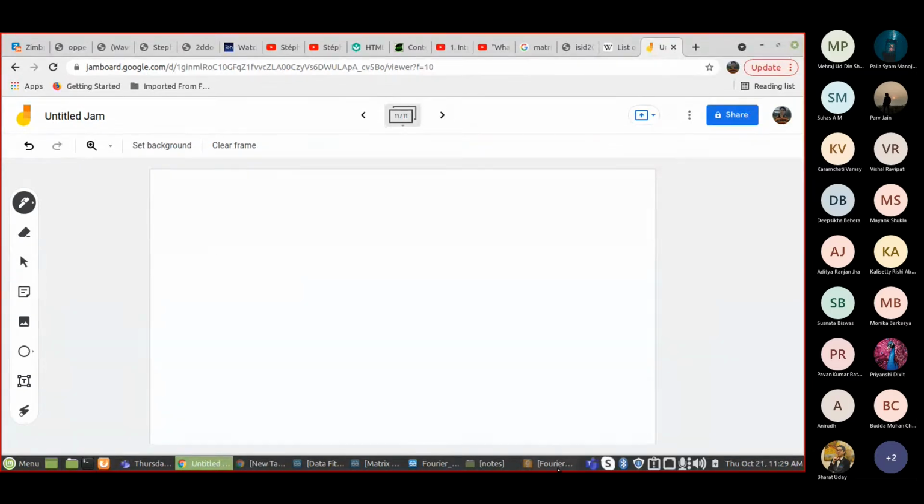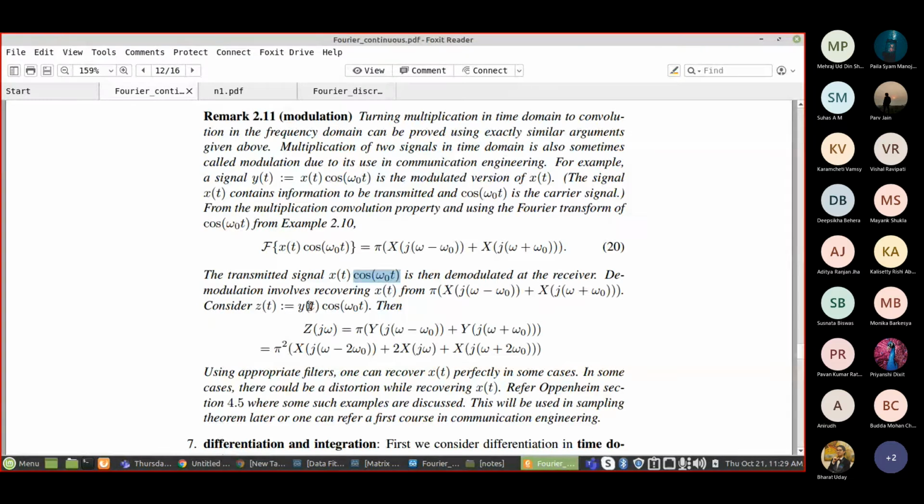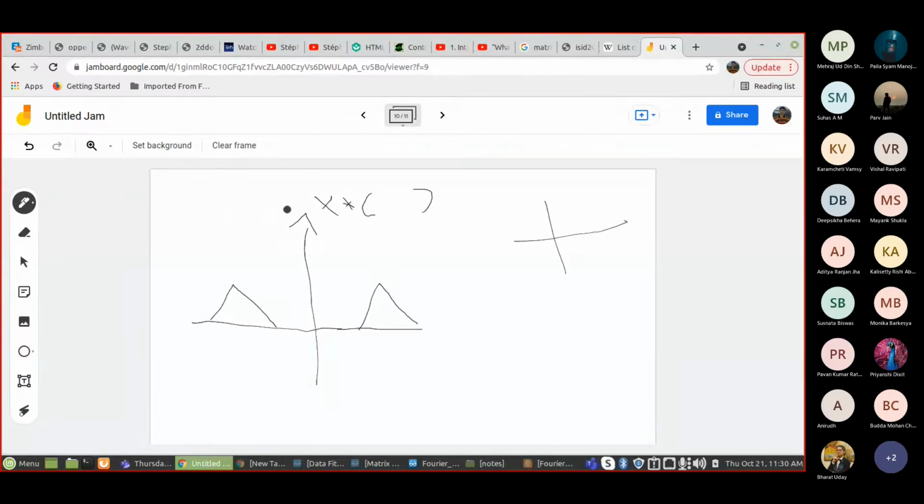So let's see what happens at the receiver. So receiver receives these two waveforms in the frequency spectrum. So at receiver, we again multiply the received signal by this same function. Okay, so x of t times cos omega naught t is y of t, and at the receiver, we again multiply y of t with the same sinusoid. So this was y of j omega. Let me erase this.